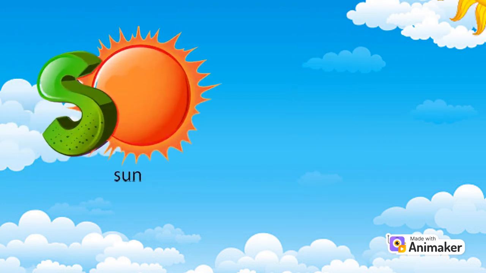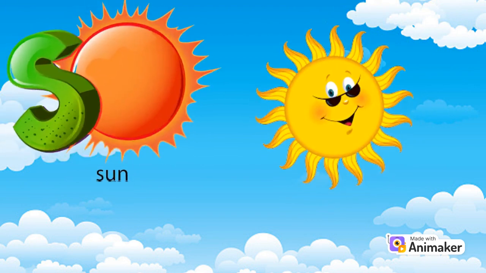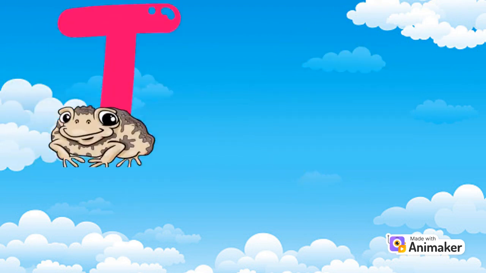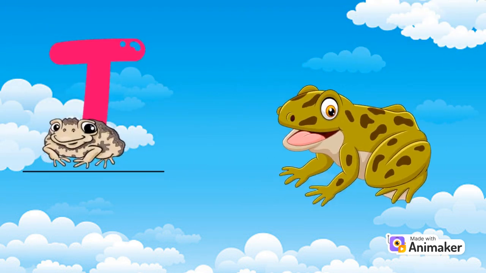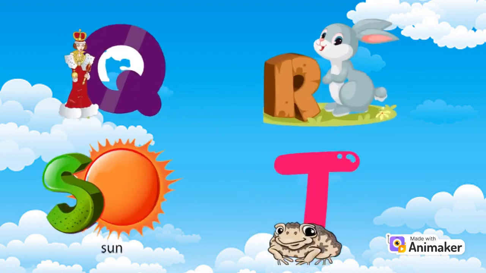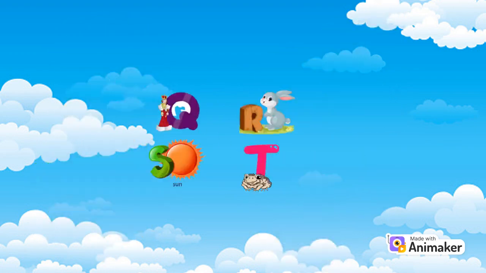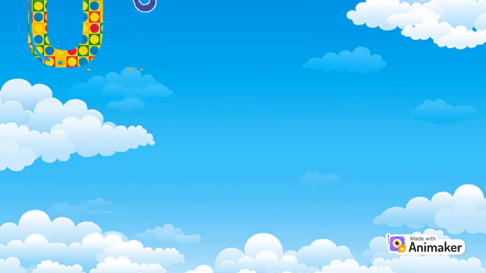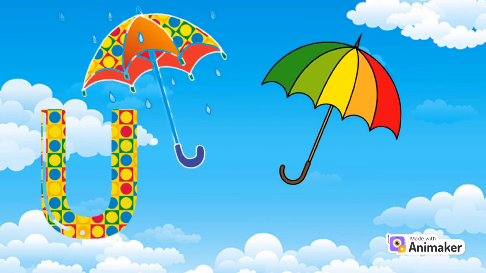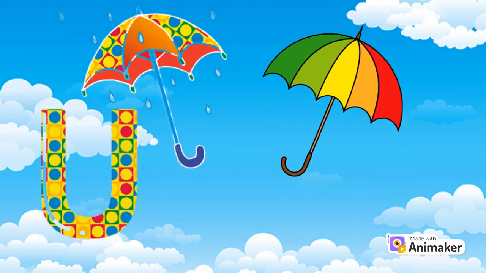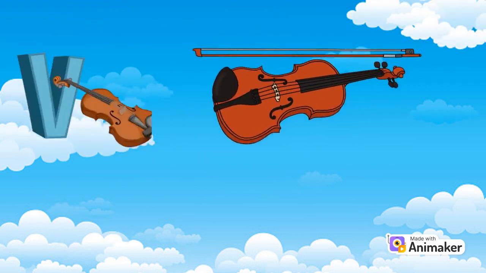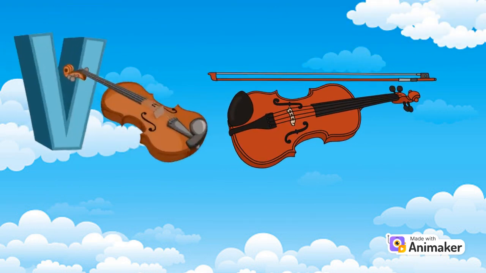S is for sun, s, s, sun. T is for toad, t, t, toad. U is for umbrella, umbrella. V is for violin, v, v, violin.